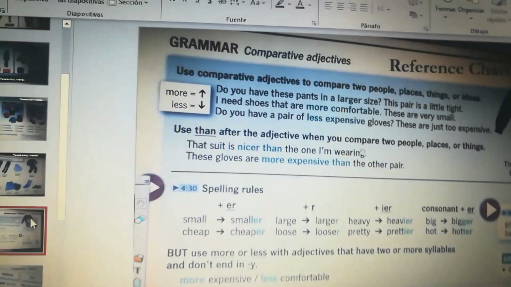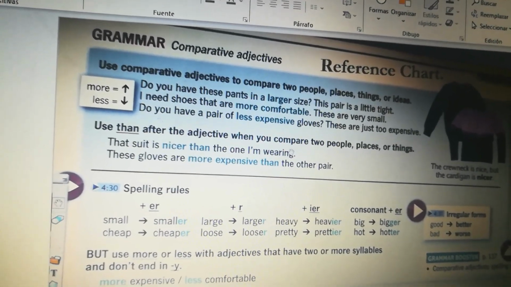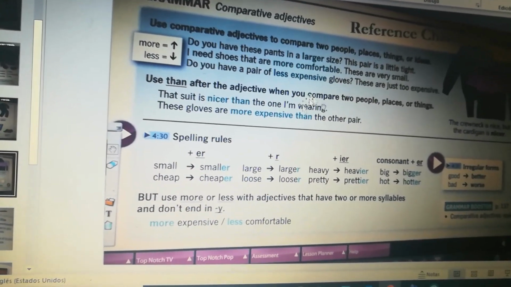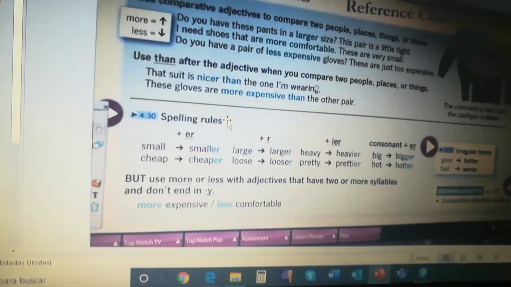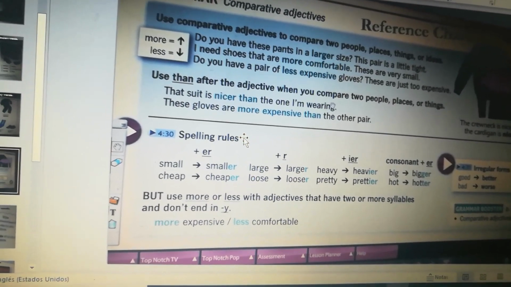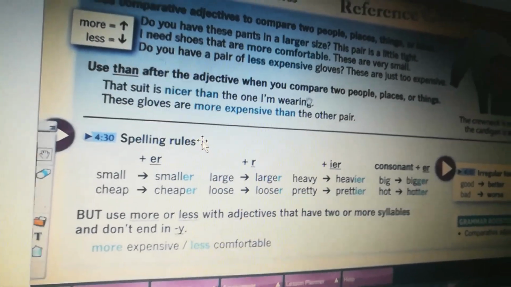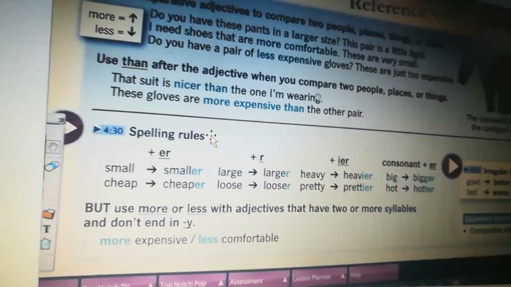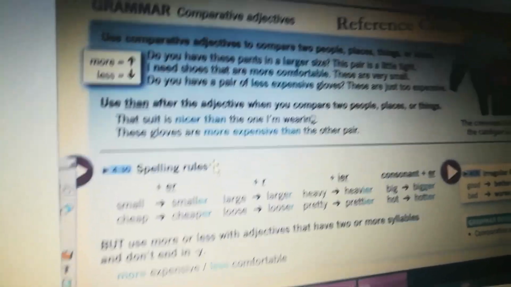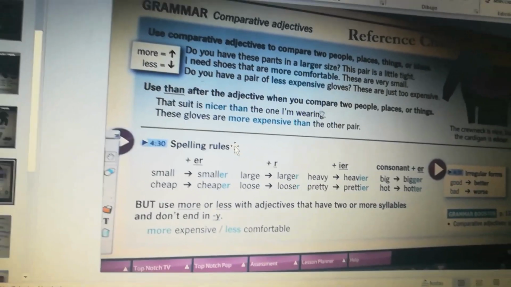For example, you use comparative adjectives to compare two people, places, things, or ideas. And you have here more examples about this. When you study the comparative adjective, you use than. Than is used after the adjective when you compare two people, places, or things. For example, that suit is nicer than the one I'm wearing. I don't know if you remember the comparative, but it's an easy topic for you.